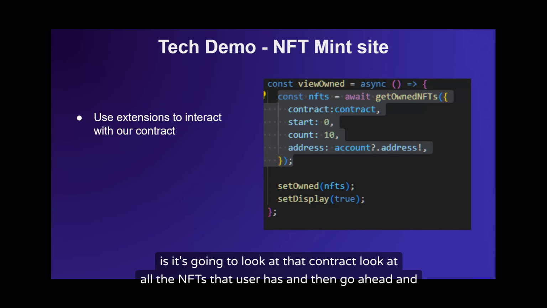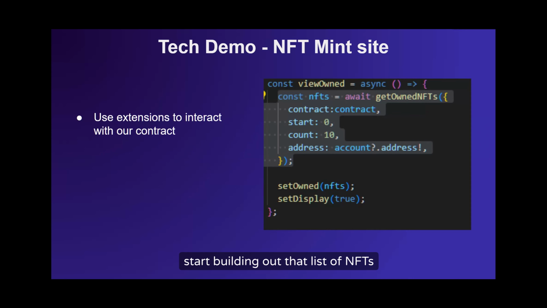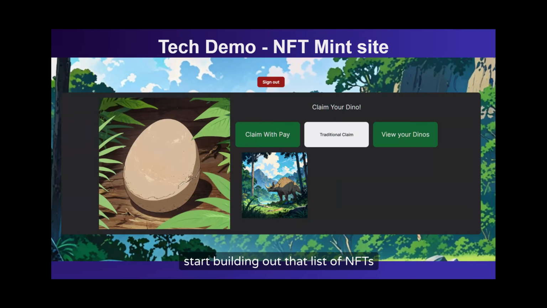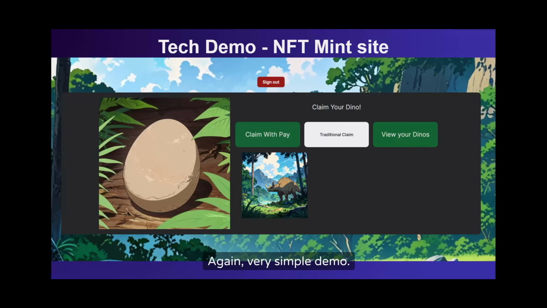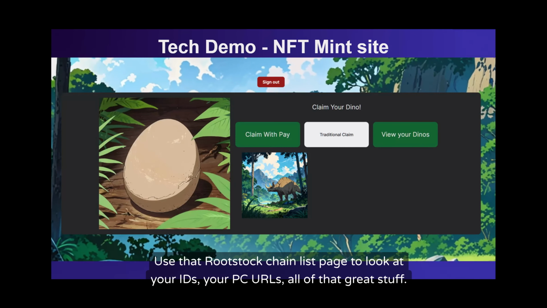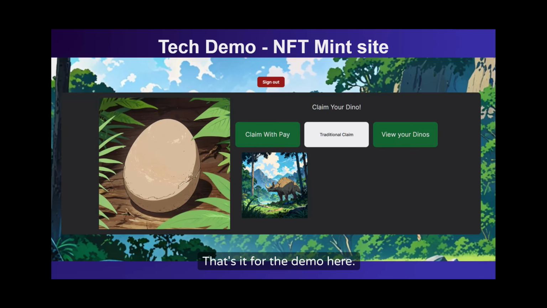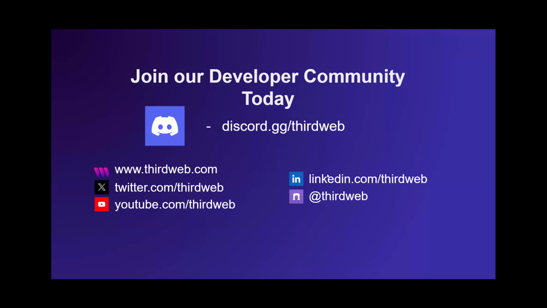What this is going to do is look at that contract, look at all the NFTs that user has, and then start building out that list of NFTs. So when the user clicks on that button, we actually see their NFT pop up on this list. Again, very simple demo. This is something that anyone can do. You can use that playground to mess around and get started. Use that Rootstock page to look at your IDs, RPC URLs, all of that great stuff. That's it for the demo here.